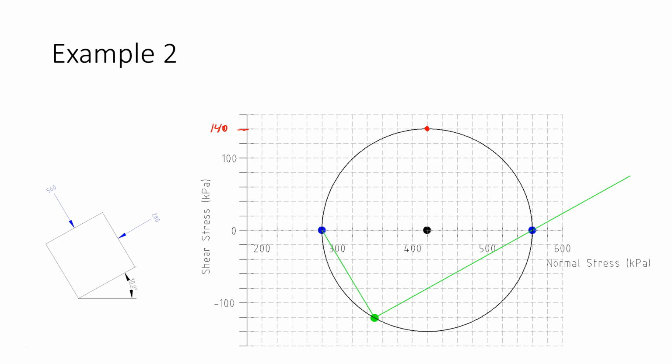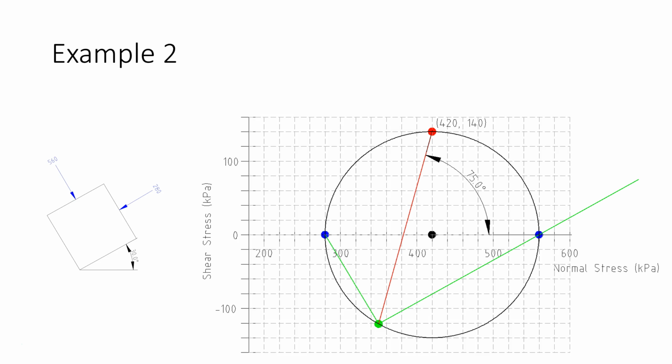And now I just draw a line from my pole through that point and draw that in by CAD. And when I draw that line, I can look at the orientation of that line from the horizontal, and that gives me the orientation of the plane. So the normal stress there is 420, but the shear stress is 140, so tau max is 140 kPa. And it's acting in an orientation of 75 degrees.